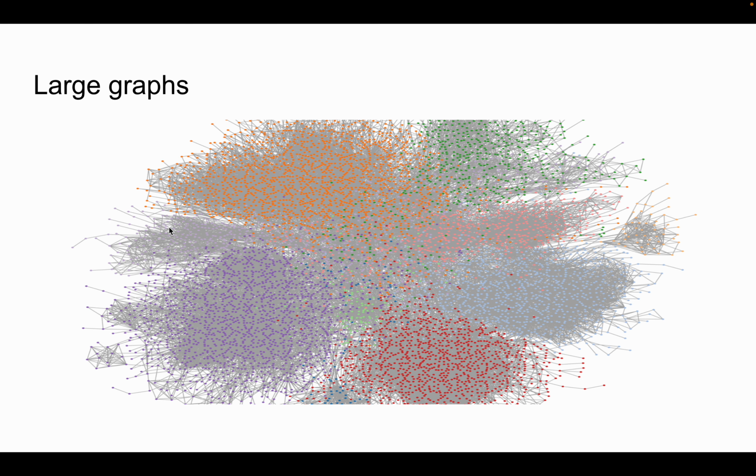Next, coming to large graphs. Large graphs are graphs that contain hundreds and thousands of nodes. When large graphs are represented using node-link diagrams, as shown in the representation here, where each node is a circular point and the edge is represented by a straight line, it results in a very cluttered visualization. This visualization cannot be interpreted.